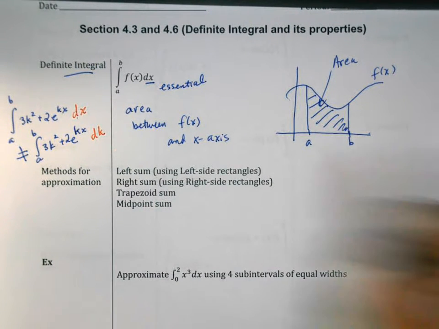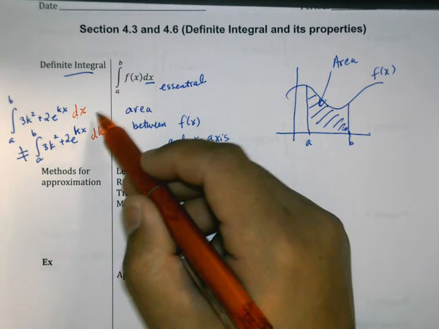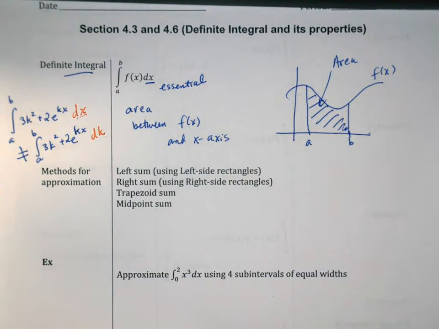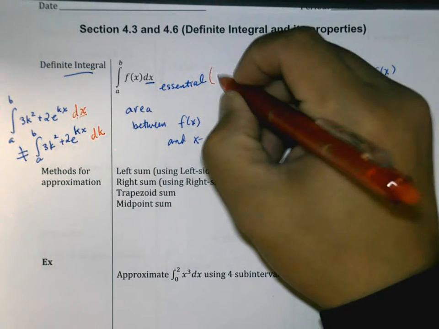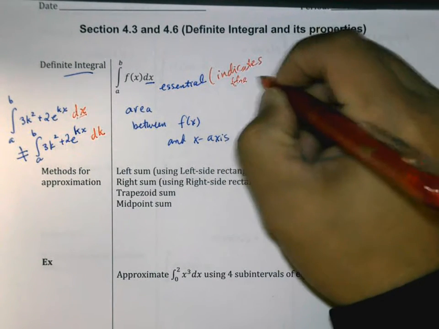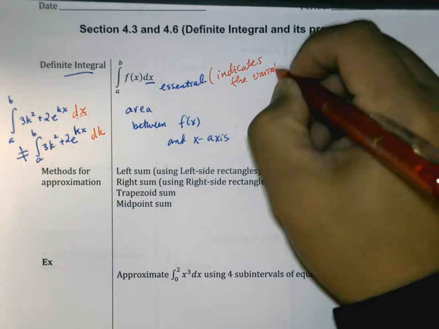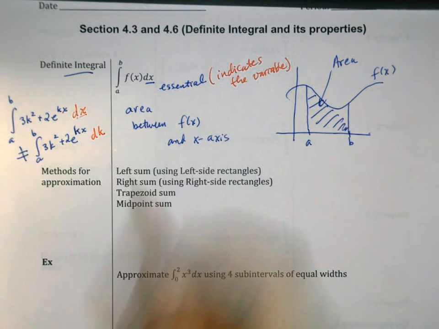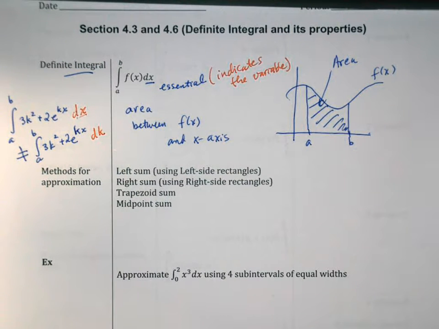More importantly, later we'll see that this dx and dk, or whatever variable it is, this little part right here, has actually some very significant properties, and it's used for other things besides just indicating what is the variable. Okay? So it's essential because it indicates the variable. And later on, we'll see some other good uses for this differential, this dx or dk or du or whatever it is. Okay?